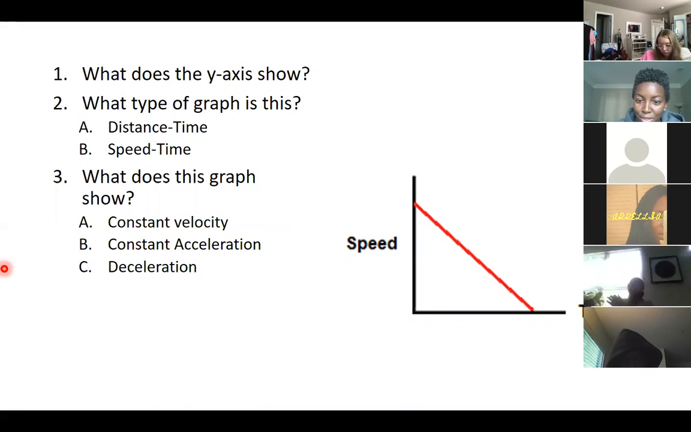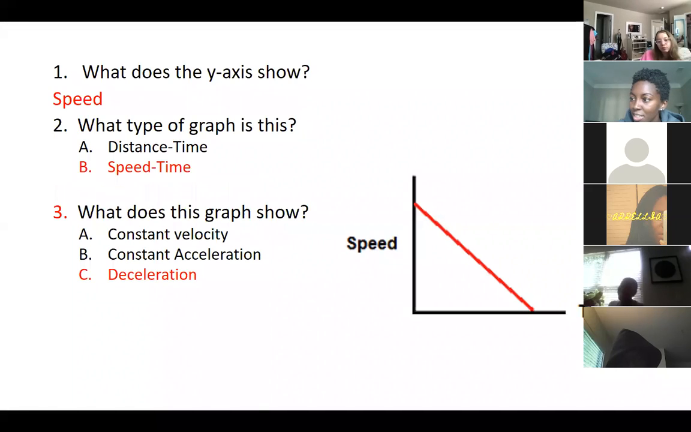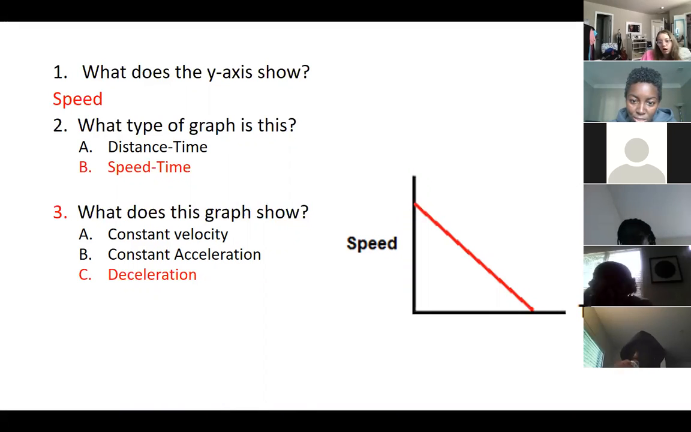Very good. I'm just going to put it up because it looks like everybody is getting it right. It is showing deceleration. Very good. Deceleration, it is slowing down. Okay, the speed is going down over time. All right, very good. So here's what we are going to do.